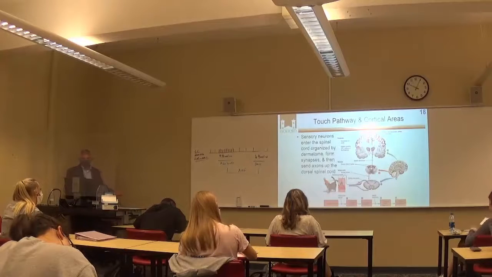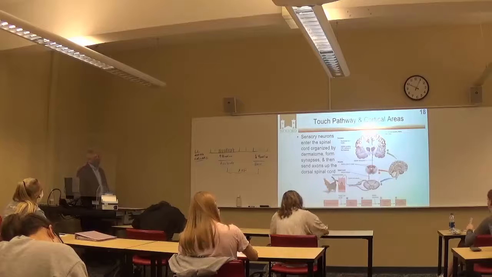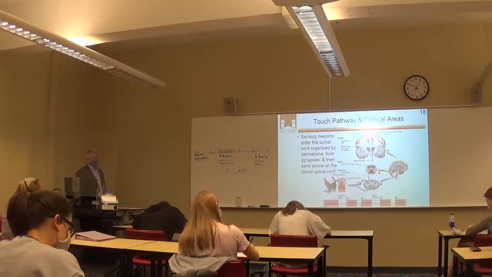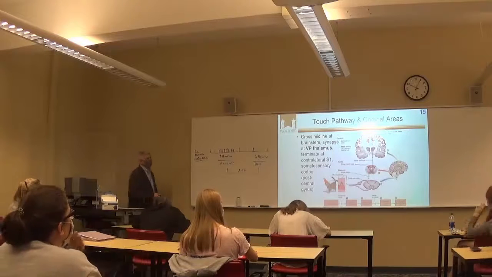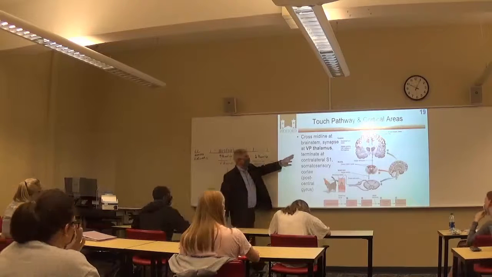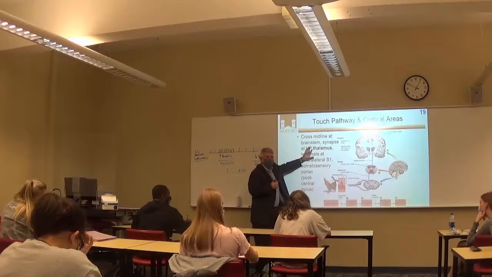All right, the pathway. You already know this pathway. We already talked about it. You come in the dorsal root ganglia, go up the dorsal columns of the spinal cord. You're going to go to the VP of the thalamus. So that was the same area as the vestibular system. Because where's the vestibular system ending up?